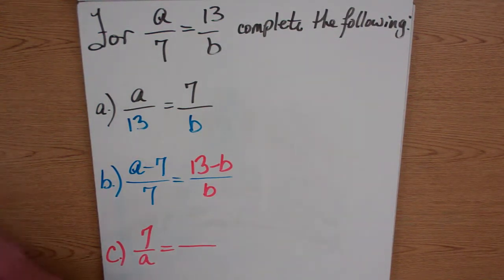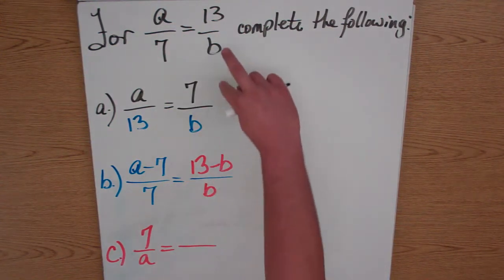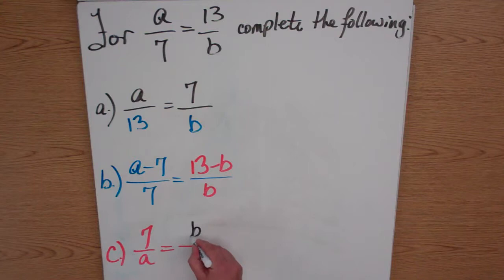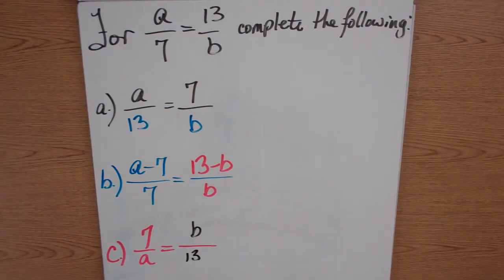And the final one, 7 over A. As you can see, all we did was flip the A over 7. So we're going to flip the 13 over B to make it B over 13. So as you can see, we're still multiplying the 7 and the 13 and the A and B.